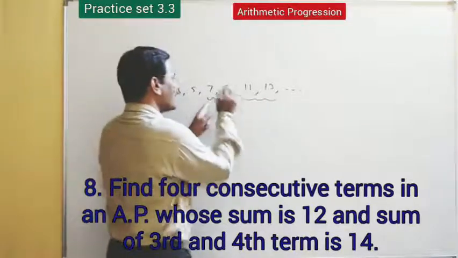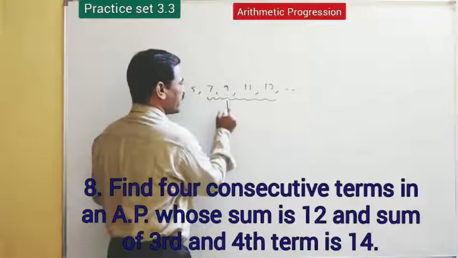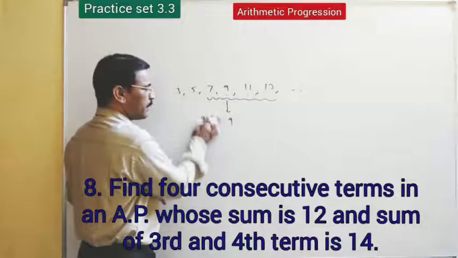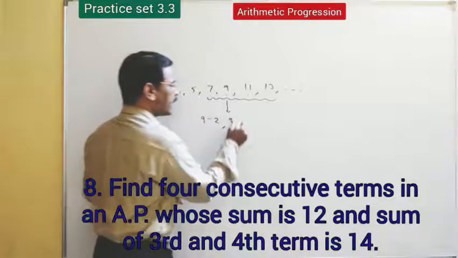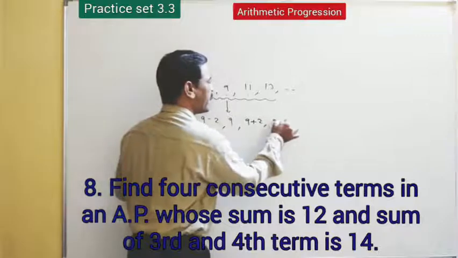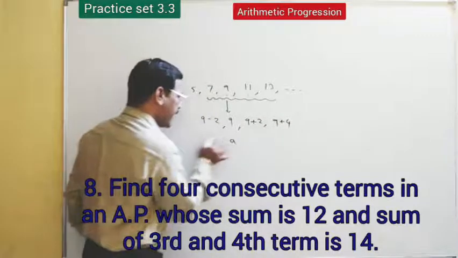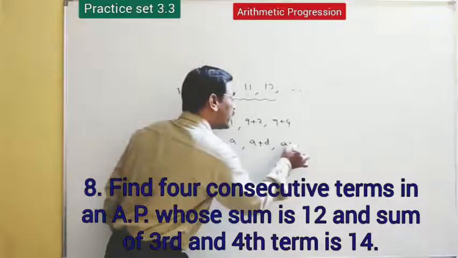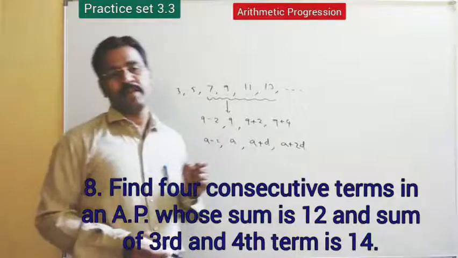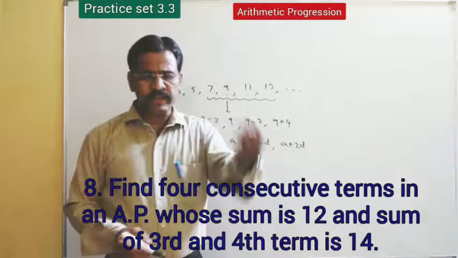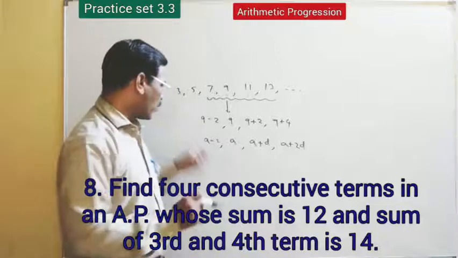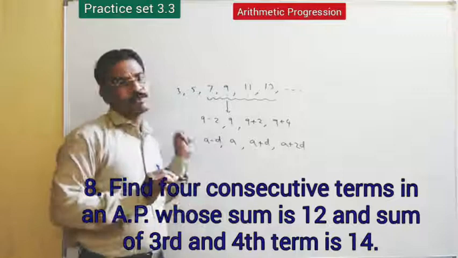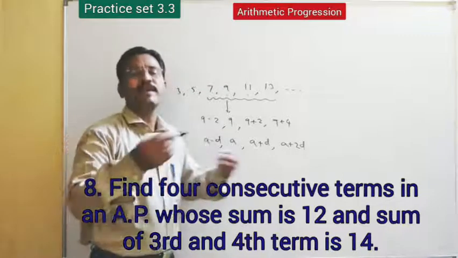Now you can take either this or this value as a. Suppose here it is 9. This is 9 minus 2, is it correct? Because 2 is the difference. Now this one is 9 plus 2, and here 9 plus 4, like this. Means this is a, this is a minus 2, this is a plus d, and here a plus 2d. Like this we can think about it. Okay friends, and in your textbook the hint is also given to us. Suppose this is a, here we can take d. So using this concept we can solve the next sum.